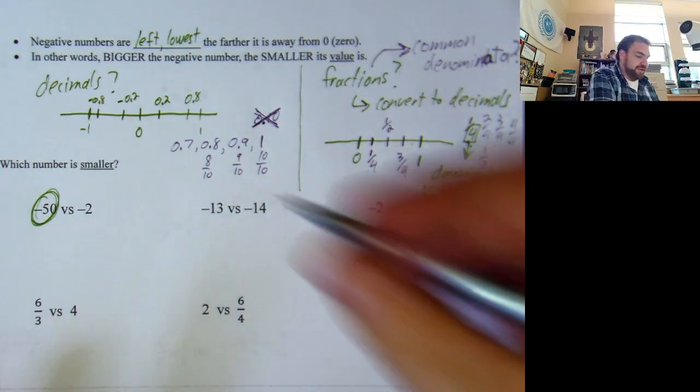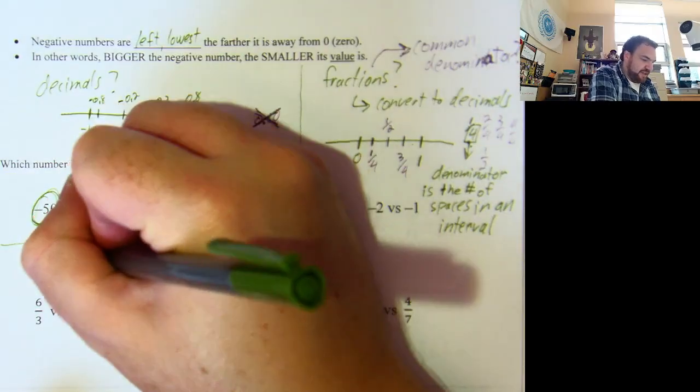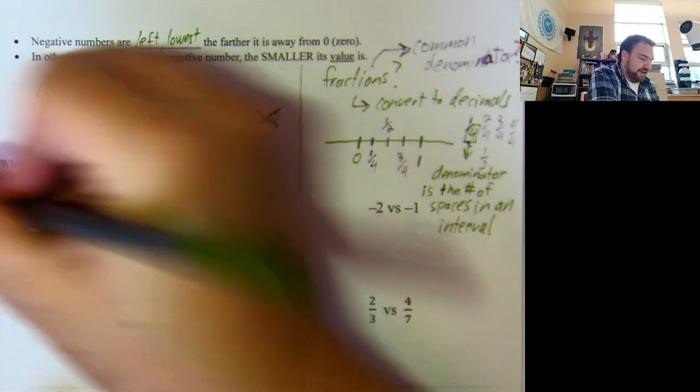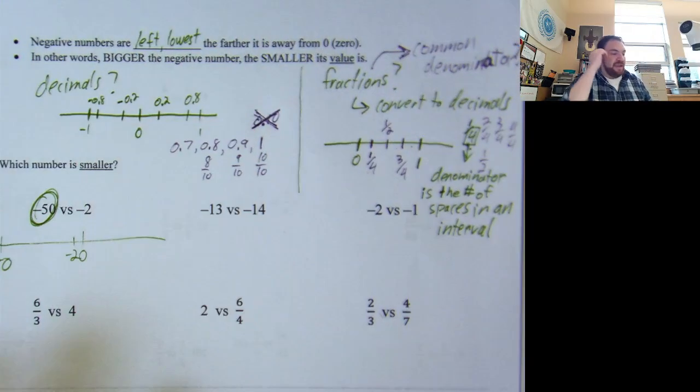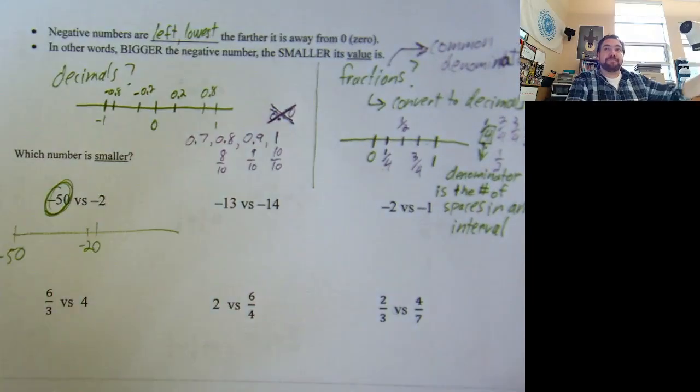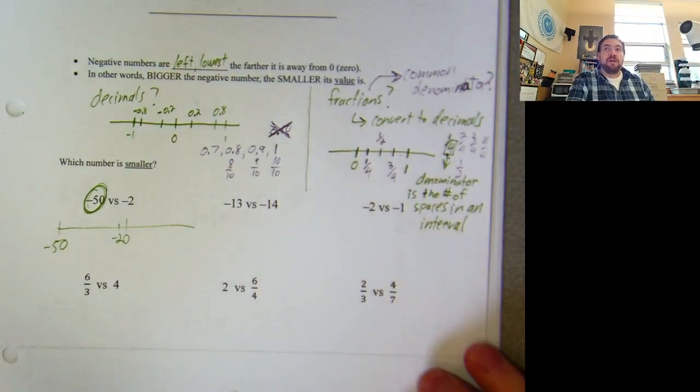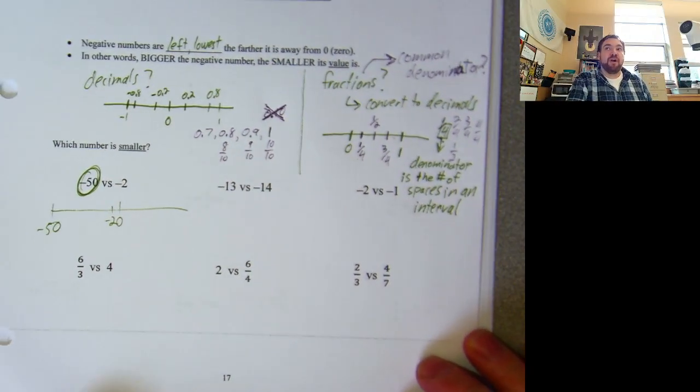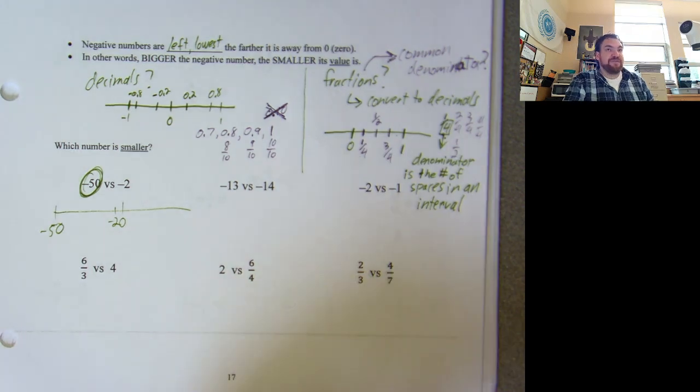You betcha. Or if you wanted to toss it on a number line, you could. There's 0. If -2 is there, -50 is going to be way over here. And the further left you are, the smaller you are. How about -13 versus -14?